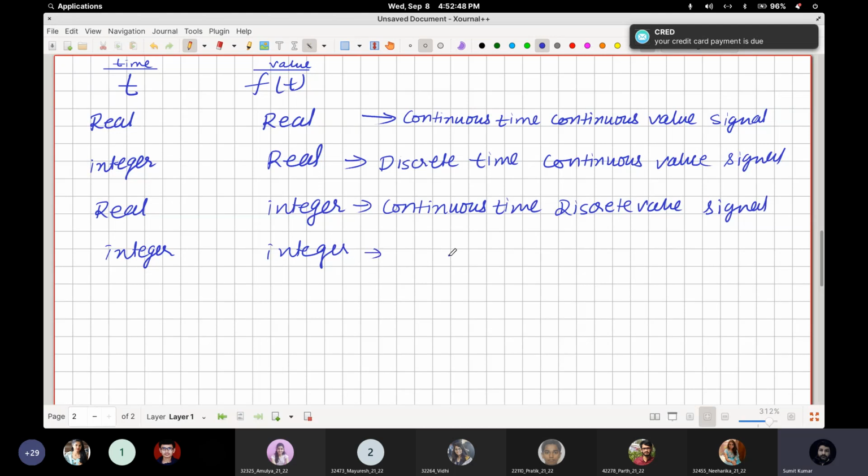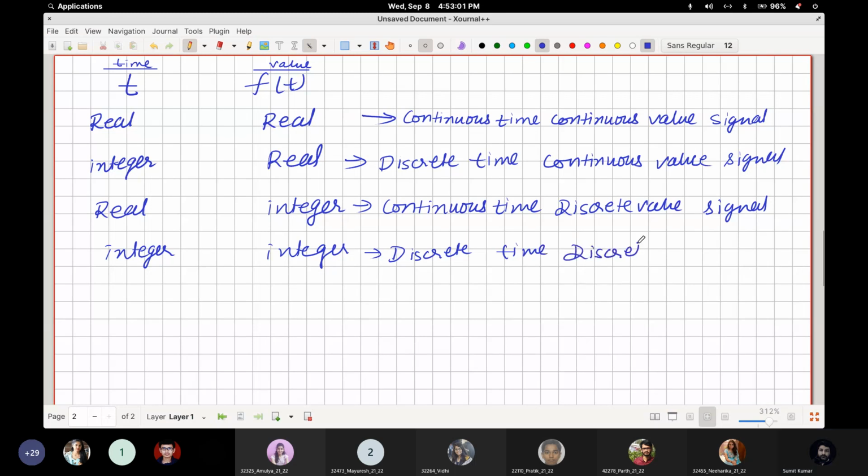And similarly, we have here, both of them are integers, so both of them are discrete, so it is discrete time, discrete value signal. OK, so if the value is continuous, then we are going to call it waveform. And if time is continuous, then we are going to call it waveform. And if time is discrete, we are going to call it a sequence.